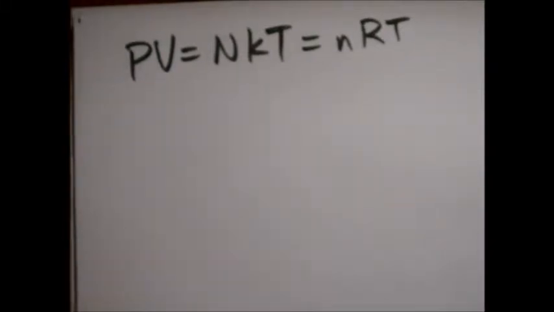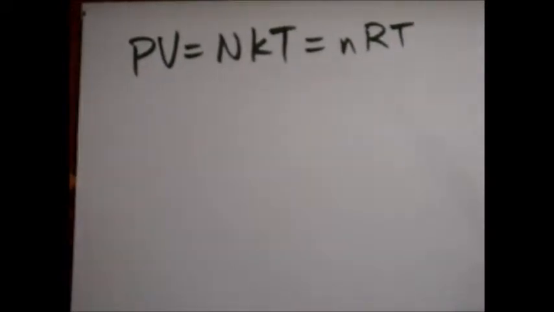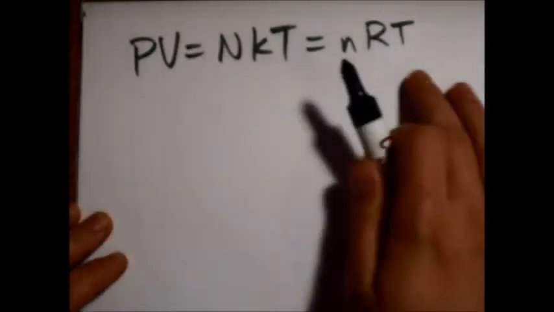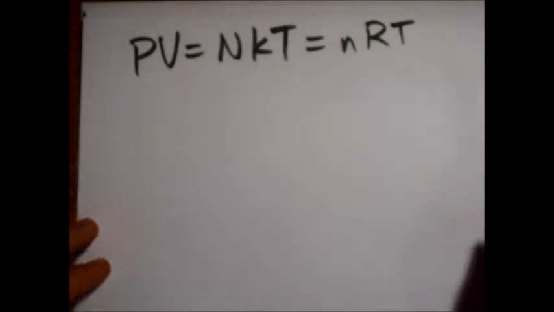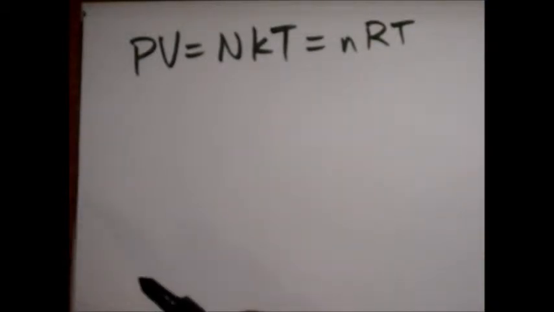And we're going to do this through classical considerations, just treating the particles as little point masses that bounce off elastically from the walls. So we're basically just going to take the average force exerted on the wall by the particles, and then we'll be able to get the ideal gas equation out of it.